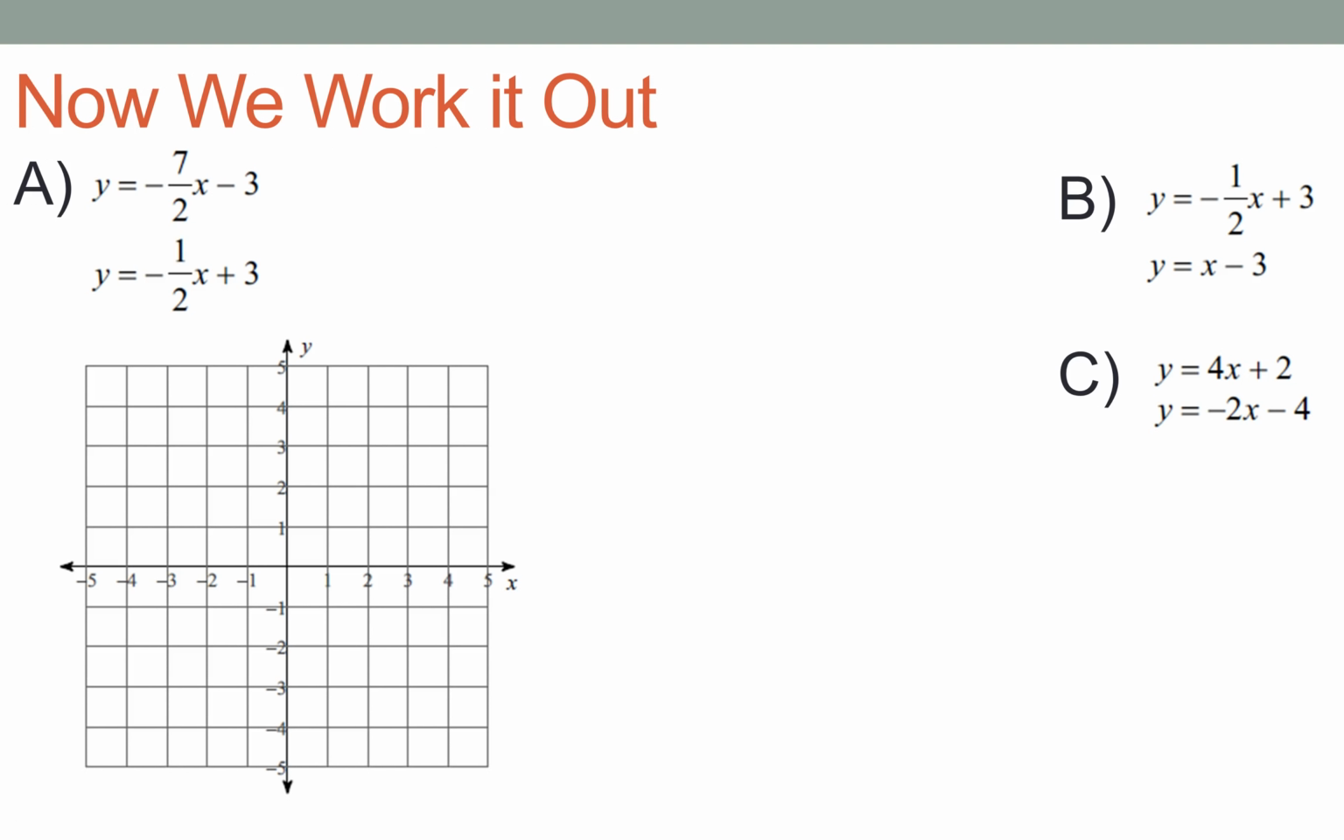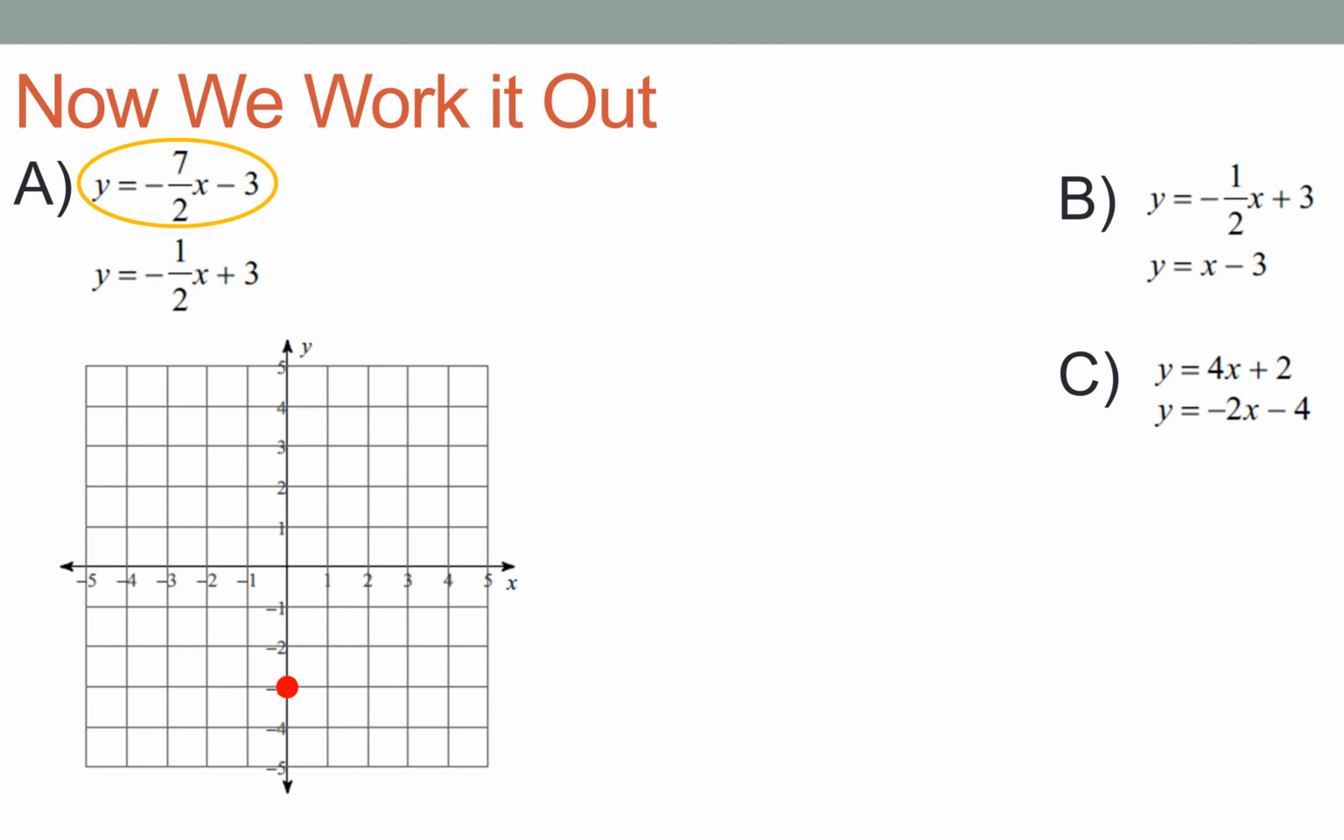All right, now let's work it out. Let's take a look at our first equation. Y equals negative 7 halves x minus 3. So the first part that I'm going to graph is my y-intercept, which is negative 3. Kaboom! You see that red dot appear on the y-axis at the point negative 3. Go ahead and graph that point.